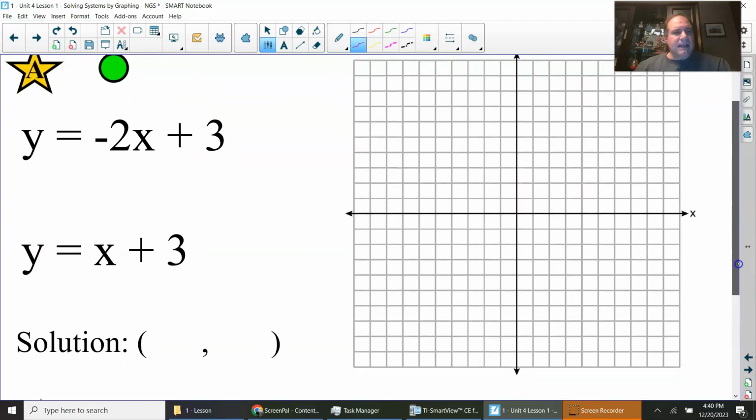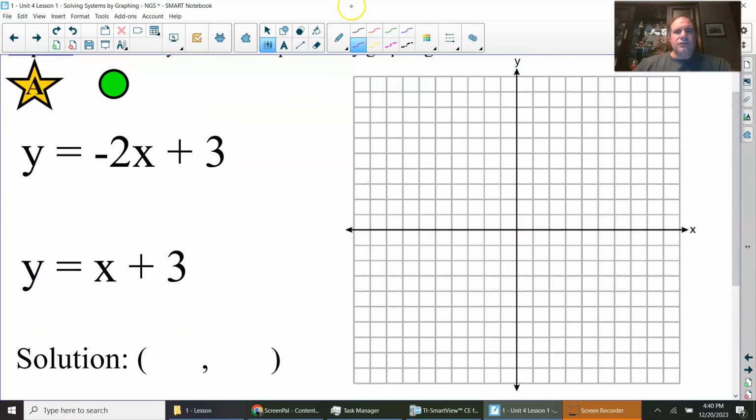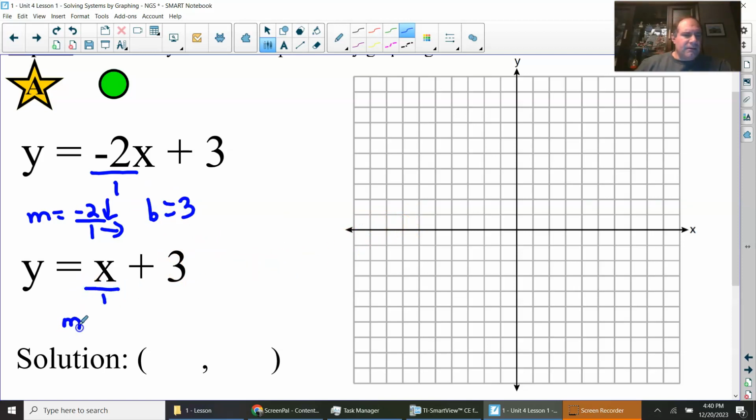So just take a look at this one. Go ahead and try to graph it on your own. Remember, the slope is negative 2 over 1. It has nothing to do with the y-intercept, so that's down because it's negative, and to the right, rise over run, because it is a positive 1. The b equals 3. So now go ahead and graph each one. Remember, this slope right here is 1 over 1. b equals 3. So that's a rise of 1 and a run of 1. Go ahead, try to graph it. We'll come back with the answer.